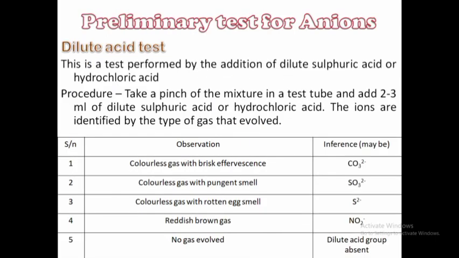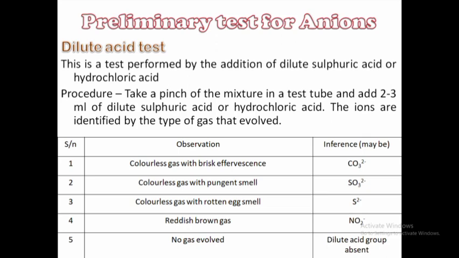Identification of acid radicals by dilute acid test. These acid radicals may be divided into three groups: dilute acid group, concentrated acid group, and independent radicals. When they don't fall into the dilute acid group, they might fall into the concentrated acid group. But when these two are not involved, that means these two radicals, sulfate SO4 2- and PO4 3-, are independent radicals.